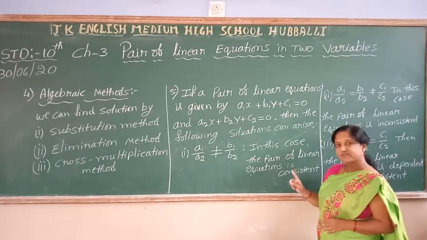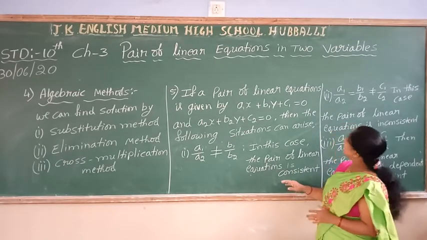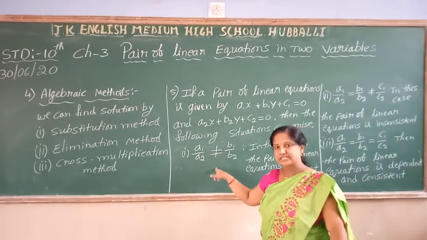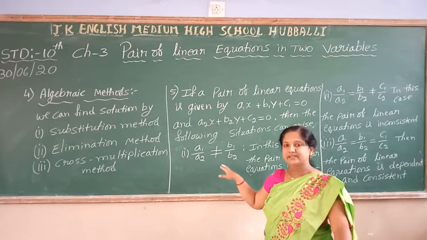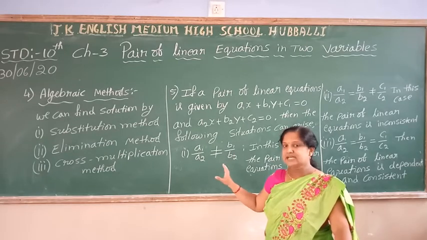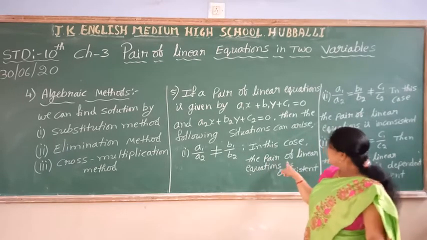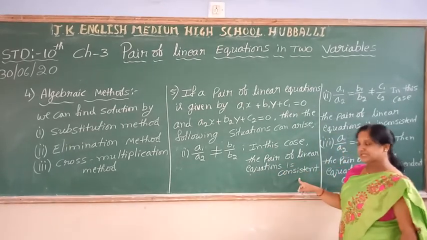The pair of linear equations is consistent means what is the meaning of that? The lines are intersecting. So if this condition is satisfied, we are going to get intersecting lines and it will have a unique solution. So it is consistent. The pair of linear equations is consistent, we will say.